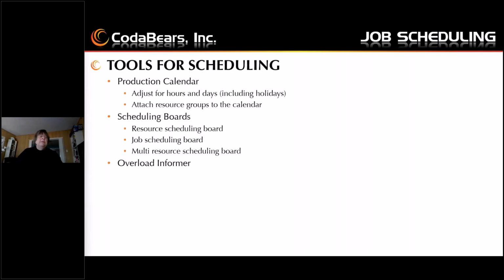There are several boards that we use when we're scheduling. The resource scheduling board, the job scheduling board, and the multi-resource scheduling board. We also have an overload informer board. The overload informer board only works if you do infinite scheduling. It does not work for finite scheduling.